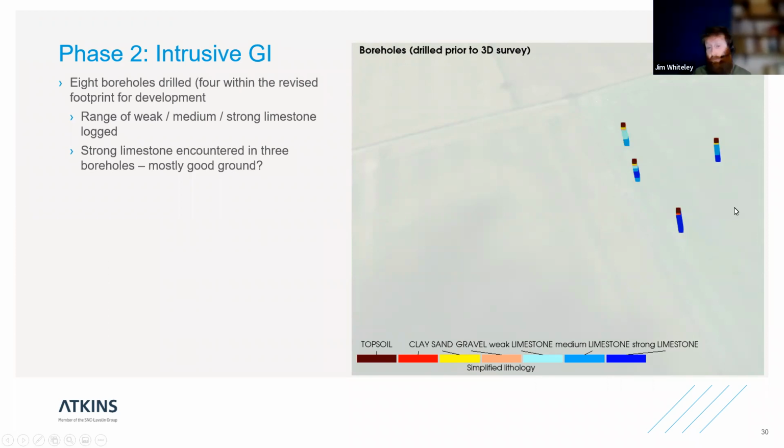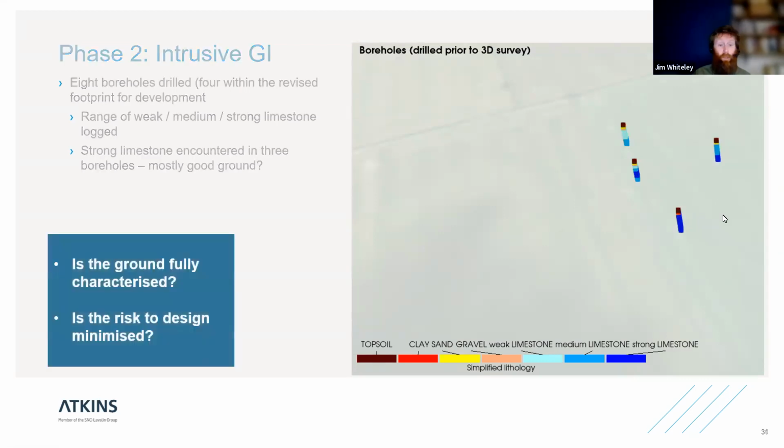So again, you might very reasonably say, well, it looks like towards the south of the site, we've got far more competent bedrock, and actually most of the stuff we're picking up here is absolutely fine. We don't seem to have significant thicknesses of glacial fluvial material, and as long as we avoid the northern part of the site, we're probably okay. Again, that question: is the ground fully characterized? Is the risk to design minimized?